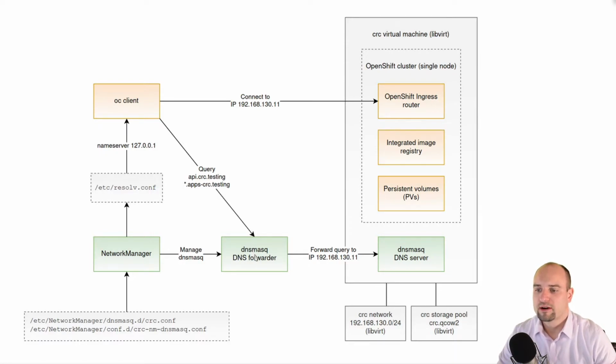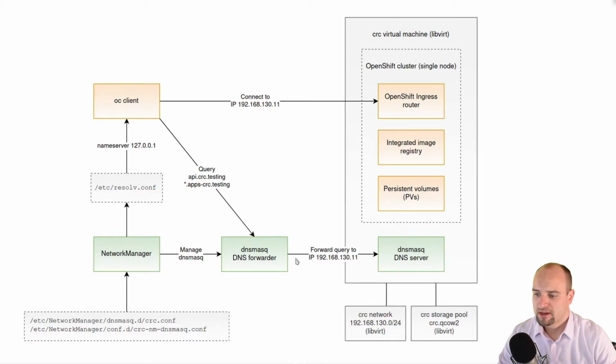Now, this DNS forwarder will look at the query and find out that we are querying one of the OpenShift endpoints here. So in that case, the DNS forwarder is going to forward this query to the DNS server which is running inside of the CodeReady Containers virtual machine. Now, the DNS server within the virtual machine has a configuration which resolves this name to the IP address of the virtual machine itself. It means that the DNS server will respond that the IP address is 192.168.130.11.